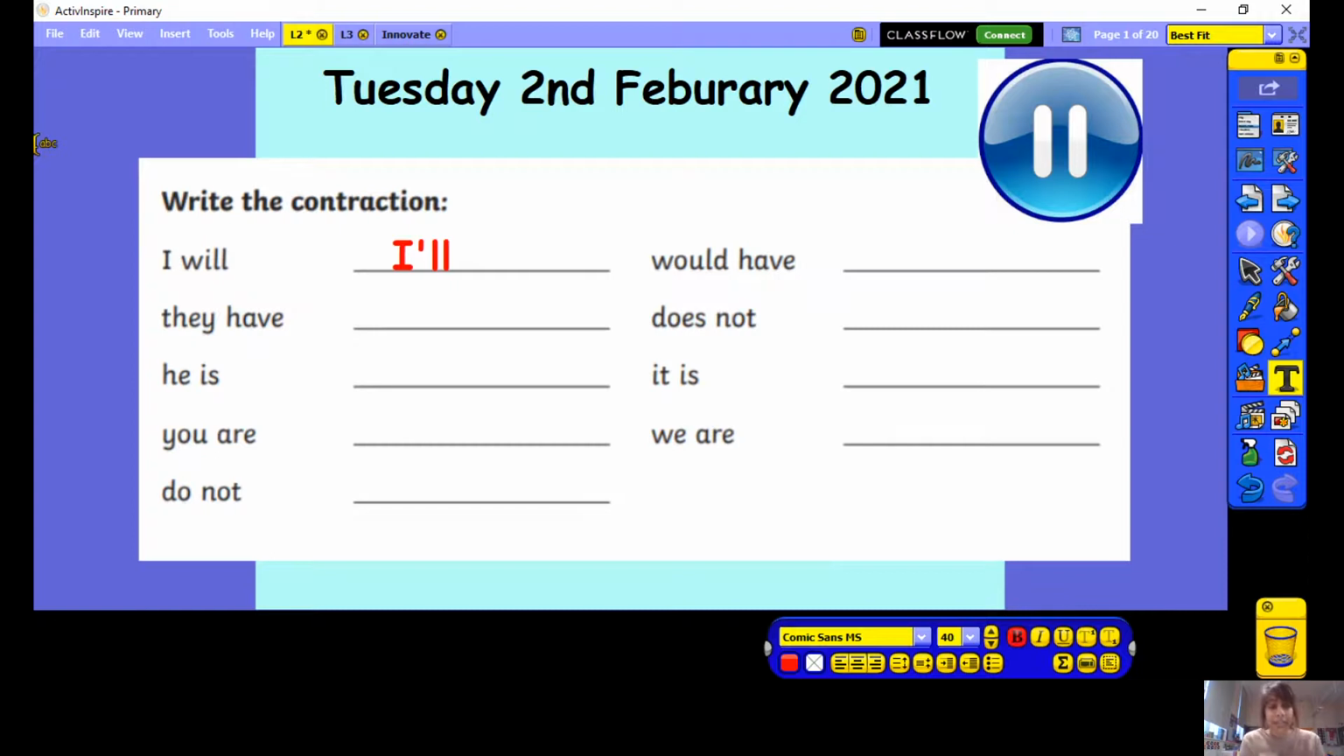Now, what you can do is either complete the worksheet if you have it to hand, or just press pause now and complete the contractions. You don't need to rewrite the words, just write what the new contraction would be and press play when you are ready for me to go through the answers.